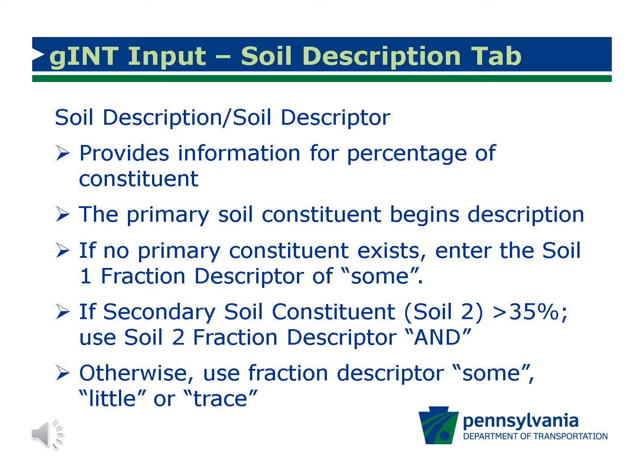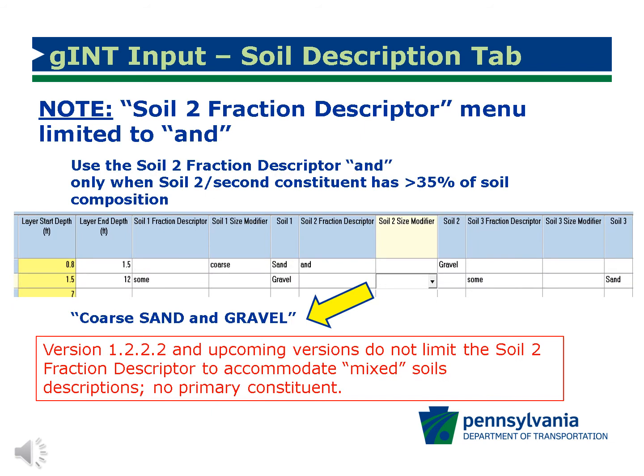The soil description format and the descriptors used provide information relative to the amount, the percentage, of each constituent in the soil. The primary constituent begins the material description and is capitalized and bolded. If there is a secondary soil constituent comprising greater than 35% of the material, please use the Soil2 fraction descriptor of AND. Otherwise, use the fraction descriptor for some, little, or trace as necessary. The Soil2 fraction descriptor is limited to AND.